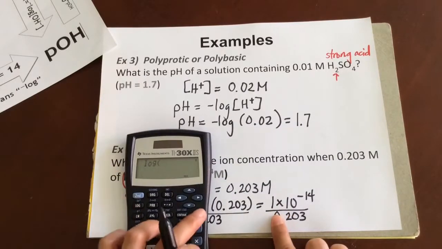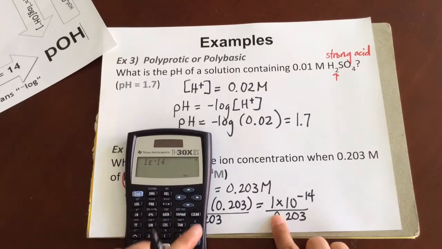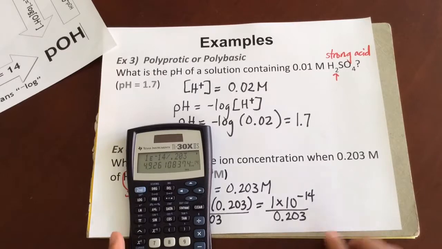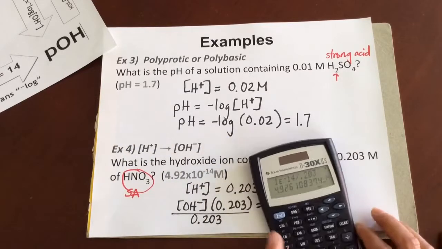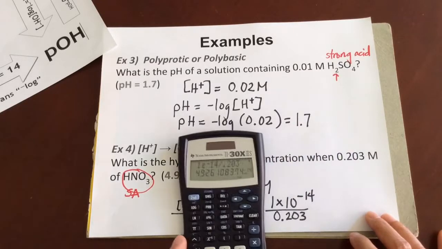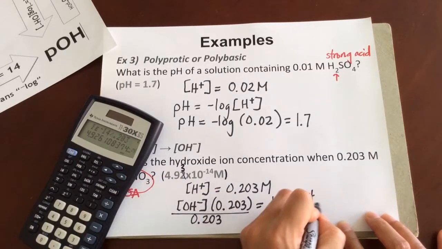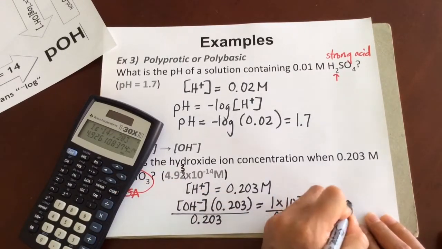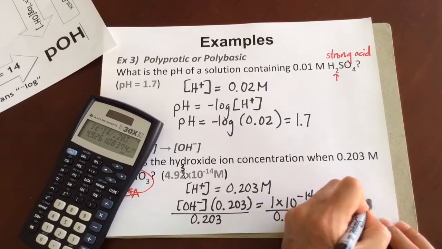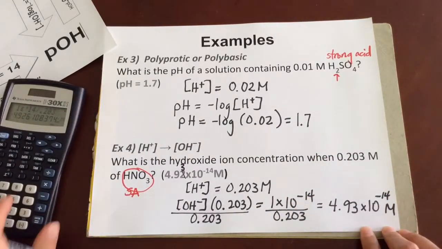So in my calculator, I'm taking 1e to the negative 14 divided by 0.203. And my answer is 4.92, or really 93 times 10 to the negative 14. So really there's a slight little error here. So it's 4.93 times 10 to the negative 14 molarity. And that's the hydroxide ion concentration.